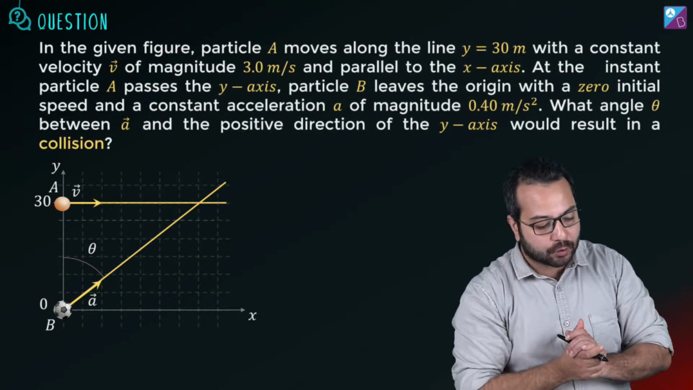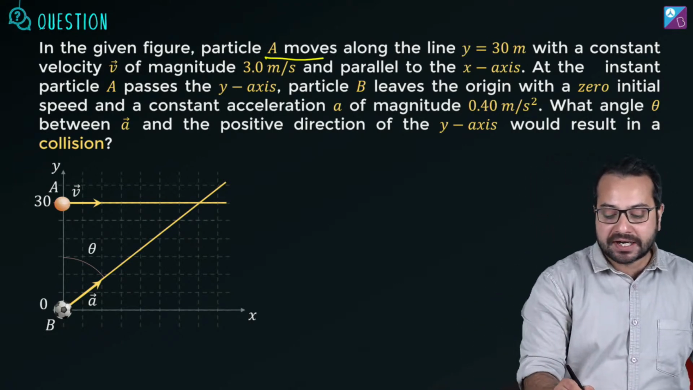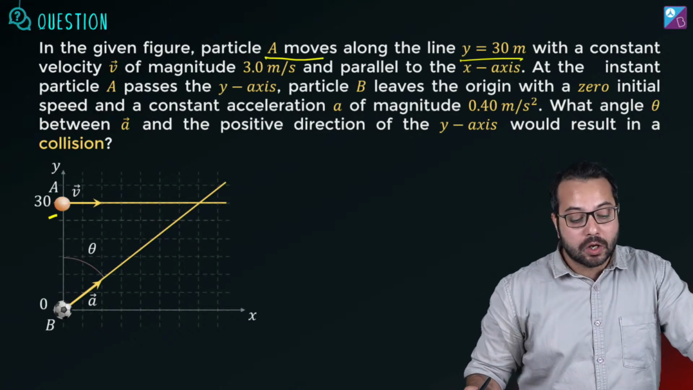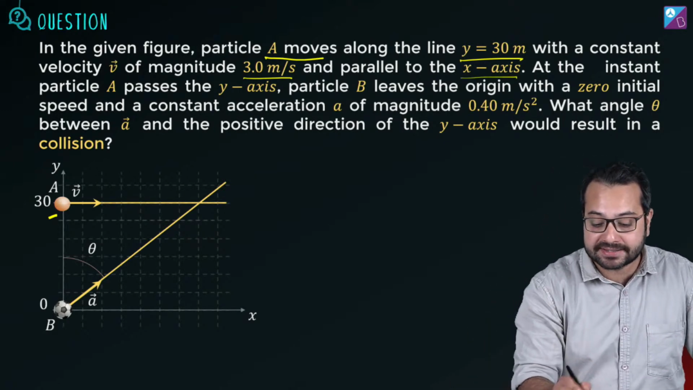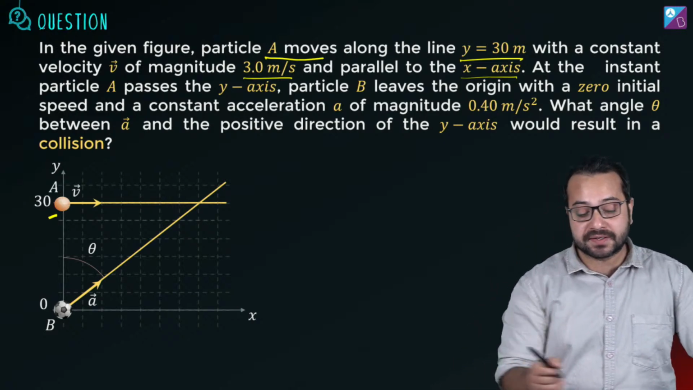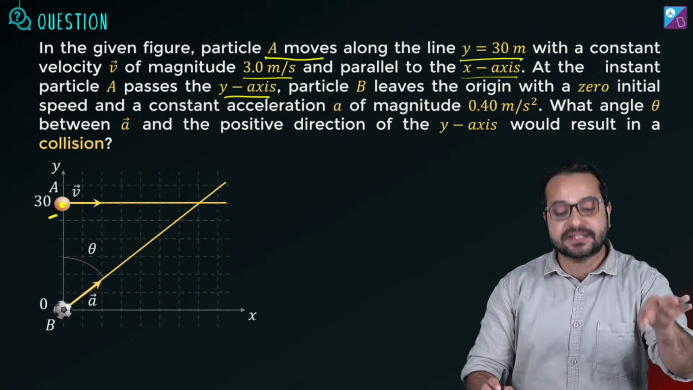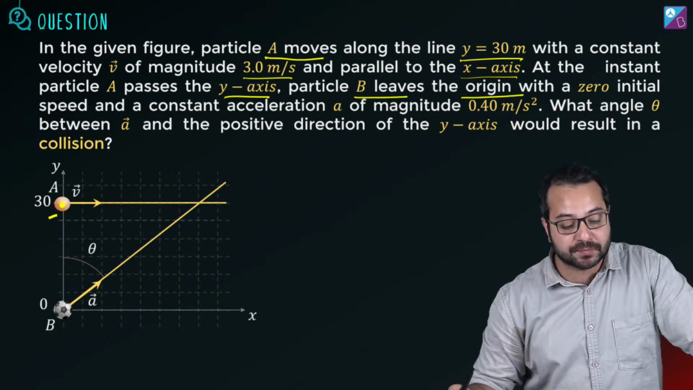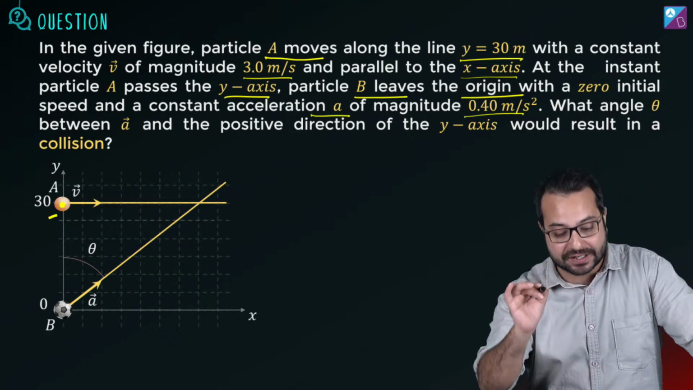Let's look at the question. What is the question? So the figure is given. Particle A moves along the line y is equal to 30 meter. This is particle A. It is moving along the line y is equal to 30 meter with constant velocity of magnitude 3 meter per second and parallel to the x-axis. Can you see that? At the instant particle A passes the y-axis at this particular position, particle B leaves the origin with zero initial speed and a constant acceleration a of magnitude 0.4 meter per second square.